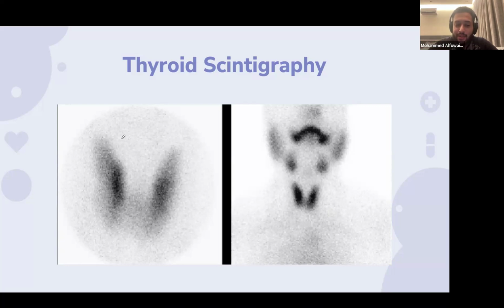So this dark tissue over here, you can see the two lobes, is the thyroid, and this is thyroid uptake. You can see the thyroid lobes if it's enlarged or not, if it's hyperfunctioning or hypofunctioning, and if there's any nodules. This is what you can see through scintigraphy. You can see other structures as well, such as the salivary glands, the parotid or submandibular glands. Salivary glands is the main important thing.